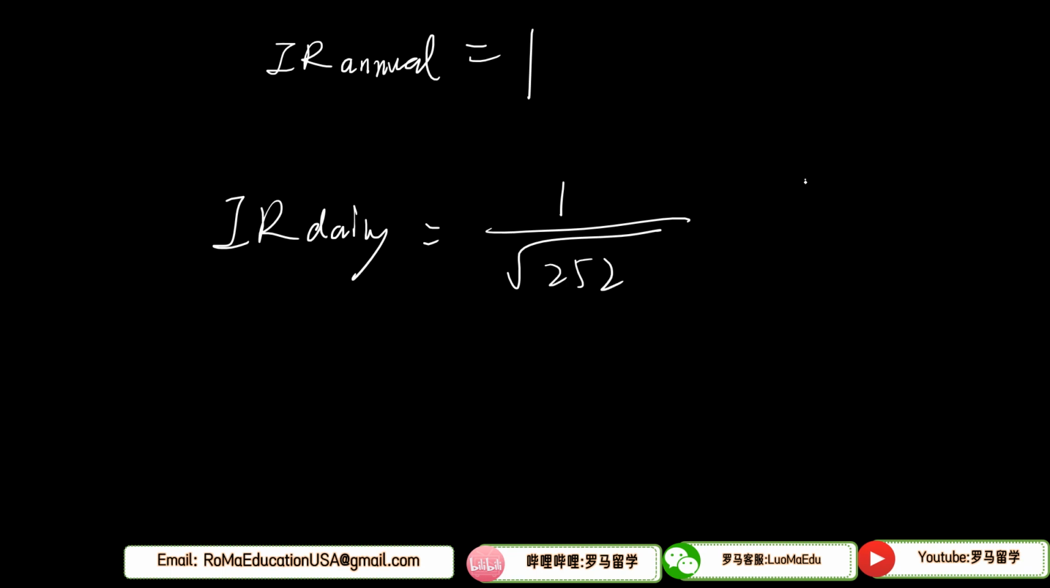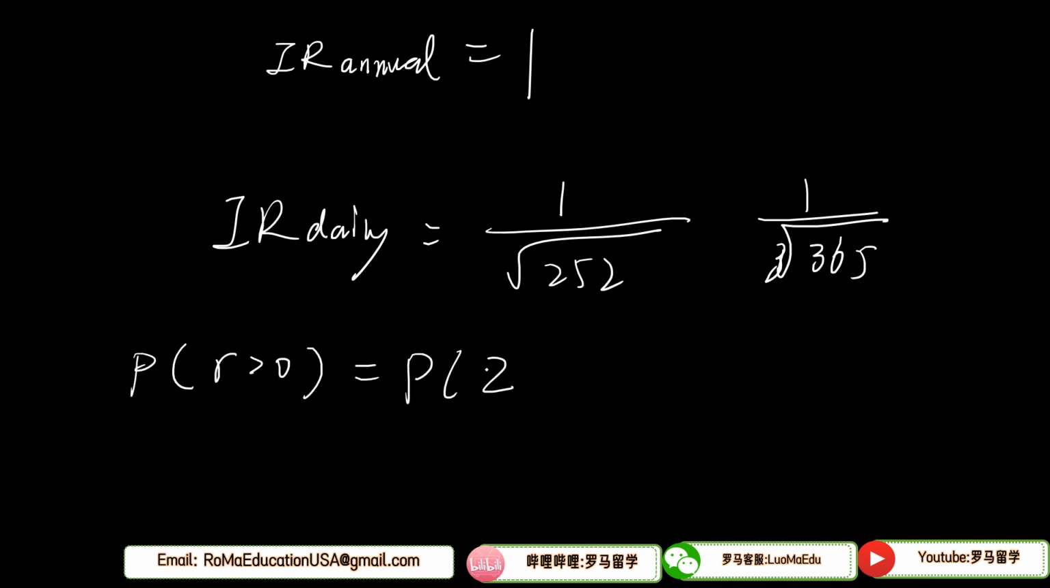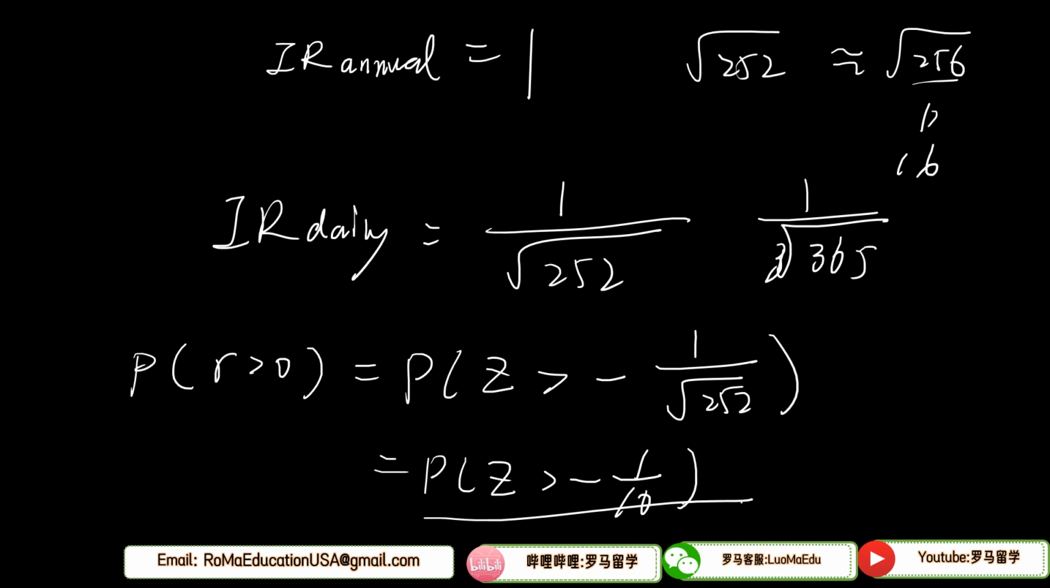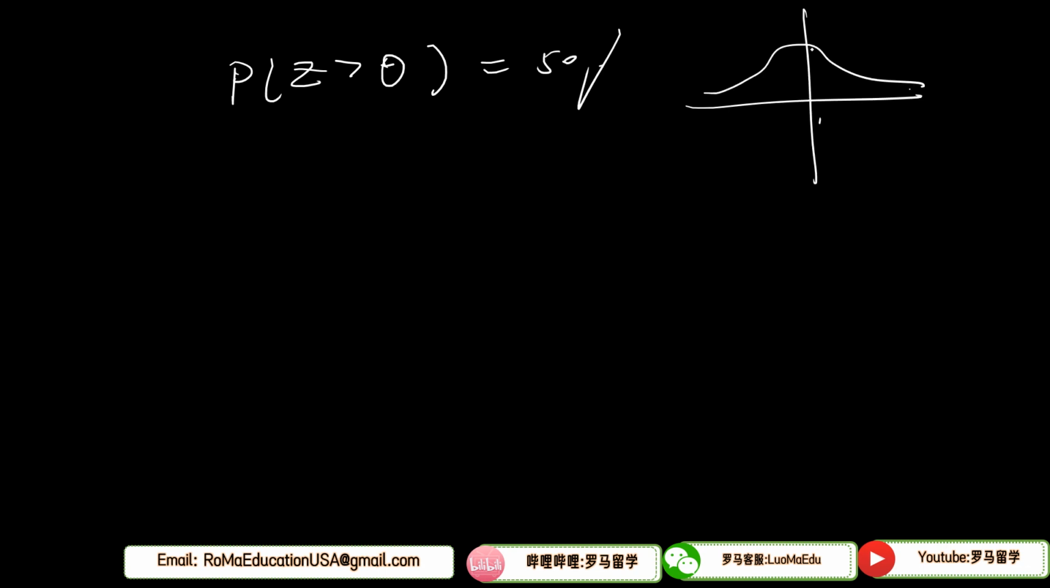So if the annual information ratio is equal to 1, then the daily information ratio is 1 divided by the square root of 252 trading days, or 365 trading days if it is cryptocurrency. And then we use the previous relationship, which is that the probability of profitable days is equal to the probability that z is larger than -1 over the square root of 252. And then let's do an approximation here. The square root of 252 is close to the square root of 256, and the square root of 256 equals 16.